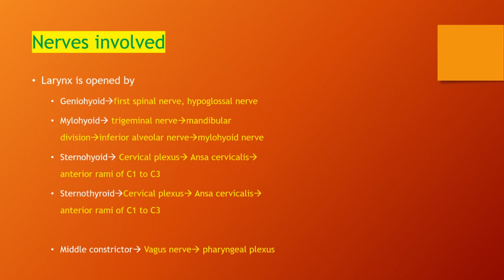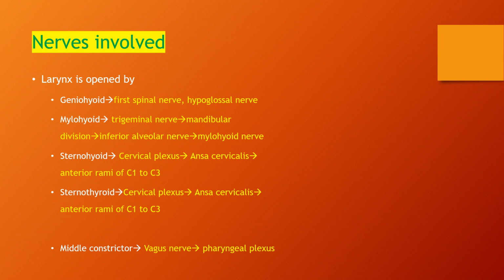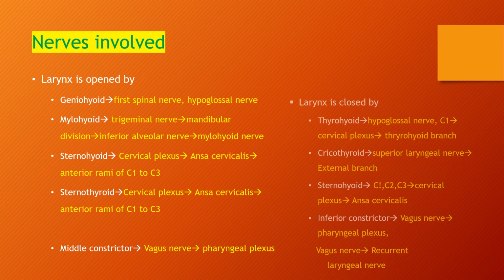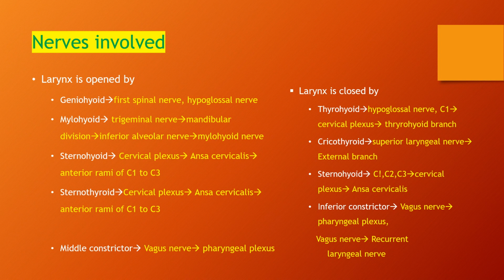So nerves involved. So larynx is opened by geniohyoid, mylohyoid, sternothyroid, and middle constrictor, and closed by all these muscles. And all of these nerves originate from the vagus nerve, which is the 10th cranial nerve, to the C3 vertebral nerve, and they give rise to a plexus called cervical plexus, which gives ansa cervicalis.